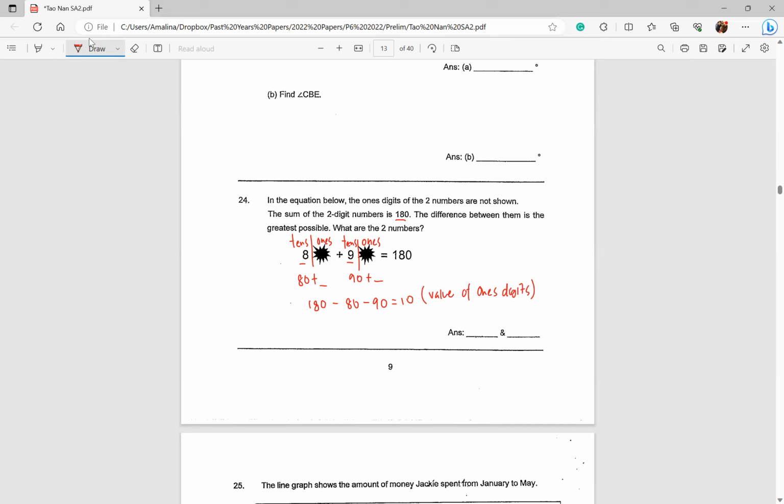It means that these two digits, if I add them together, must give me 10. So if I look at the combinations of 10, of course you will start from the greatest number. So I have 9 and 1, 8 and 2, 7 and 3, 6 and 4, and then 5 and 5. But if you want the greatest possible difference, the one on the bigger side, in this case this 9 something, must be as big as possible.